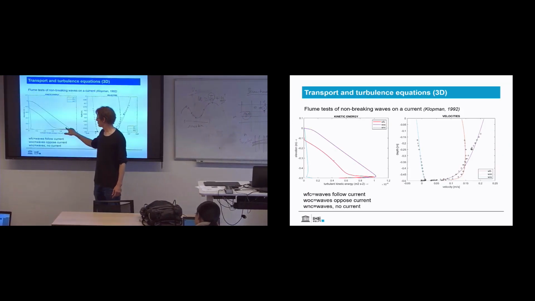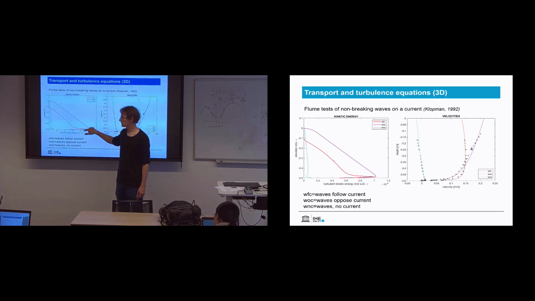So you have a production term here at the bed. Yeah? So you have production here, and you have production here at the bed. And that effect is actually enhanced when the waves are opposing the current. Yeah? So then you can even have more, you can see that from the profile, you have more velocity differences over the vertical, which means more production of kinetic energy, which means that your K curve is higher here than in this case. Yeah? And it's always a feedback effect.